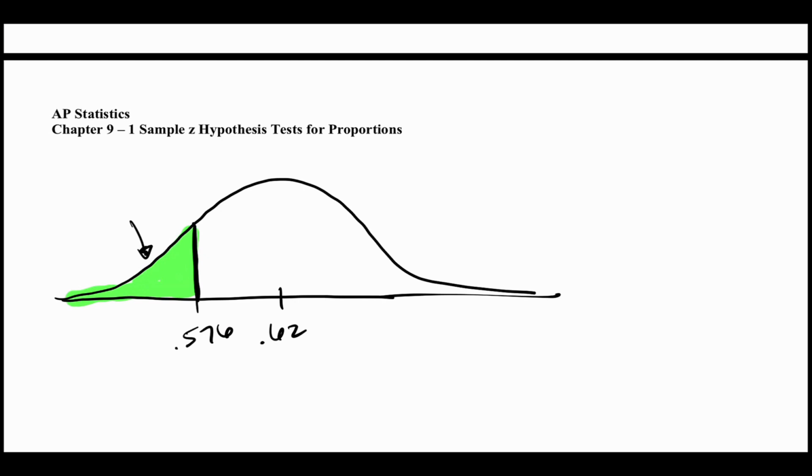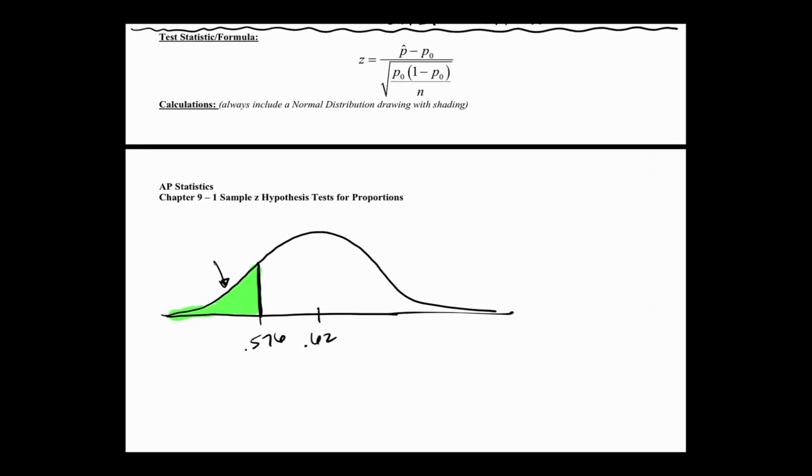Okay. All right. So let's use our formula. Z equals p hat minus the claim. P hat is 0.576 minus our claim, which is 0.62. P sub 0 is the claim, so 0.62 times 1 minus 0.62, divided by the sample size, which is 450. And that'll give us our z-score.